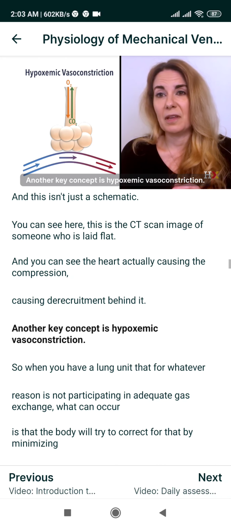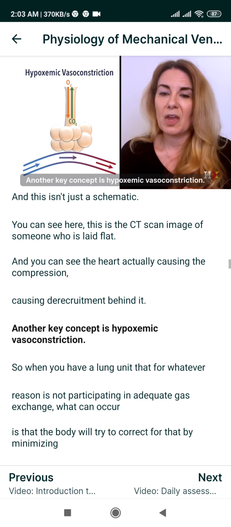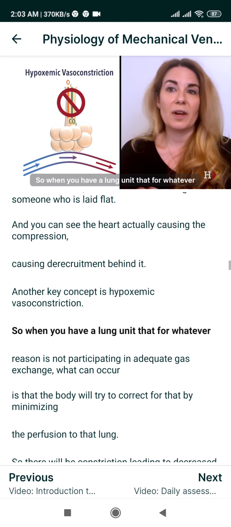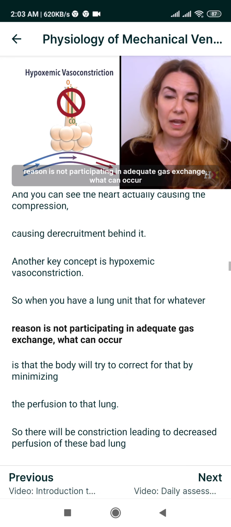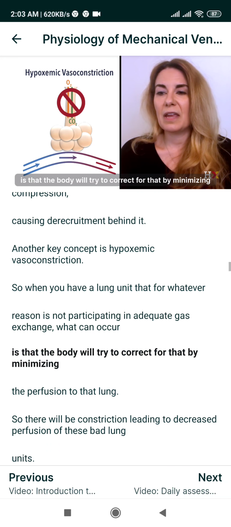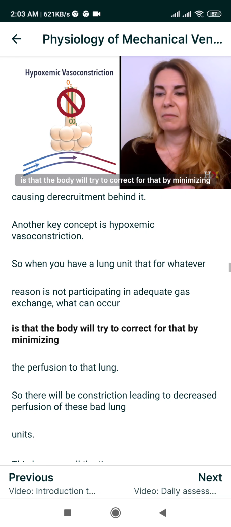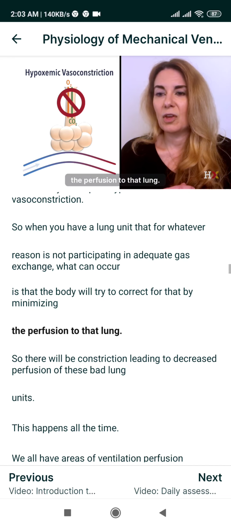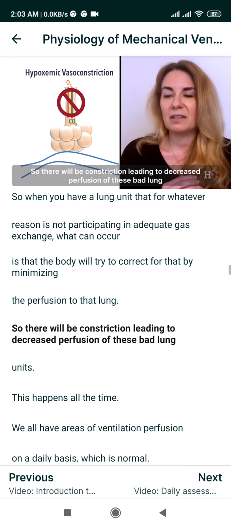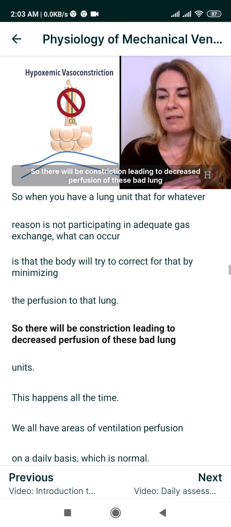Another key concept is hypoxemic vasoconstriction. When you have a lung unit that for whatever reason is not participating in adequate gas exchange, what can occur is that the body will try to correct for that by minimizing the perfusion to that lung. So there will be constriction leading to decreased perfusion of these bad lung units.